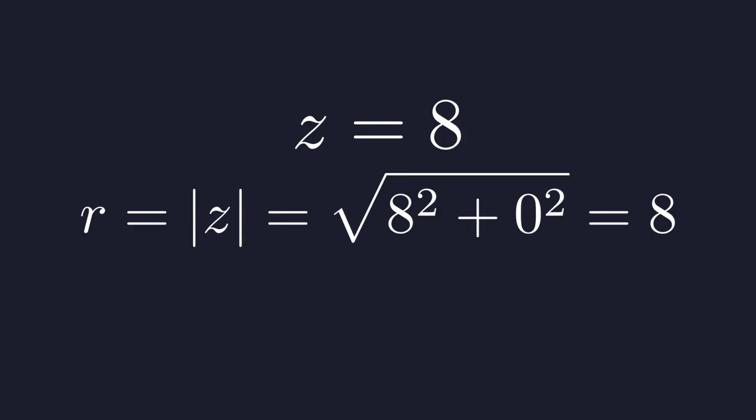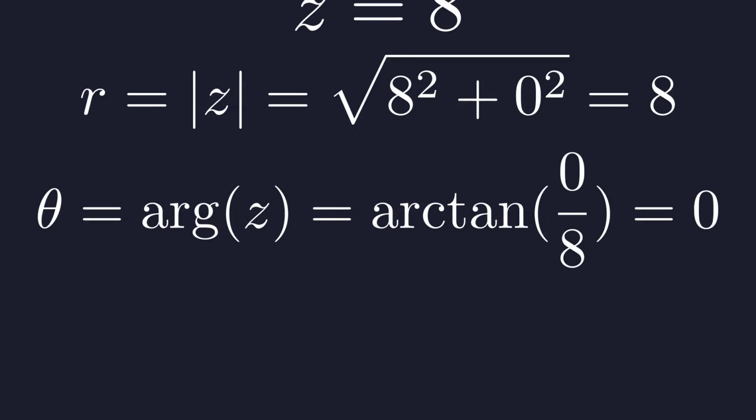In polar form, we need 2 pieces of information. First, the magnitude r, which measures the distance from the origin. For 8, that's just 8. Second, we need the angle, which we call theta. Since 8 sits on the positive real axis, its principal angle is 0.